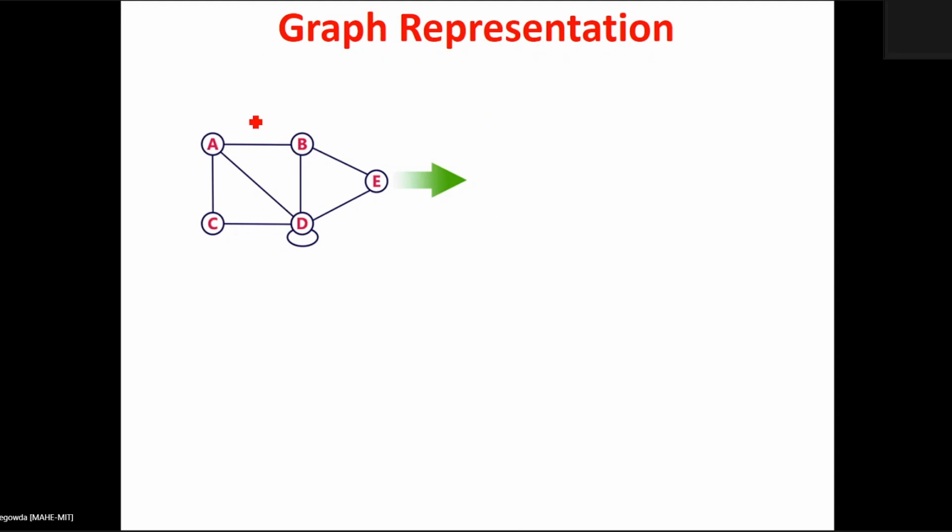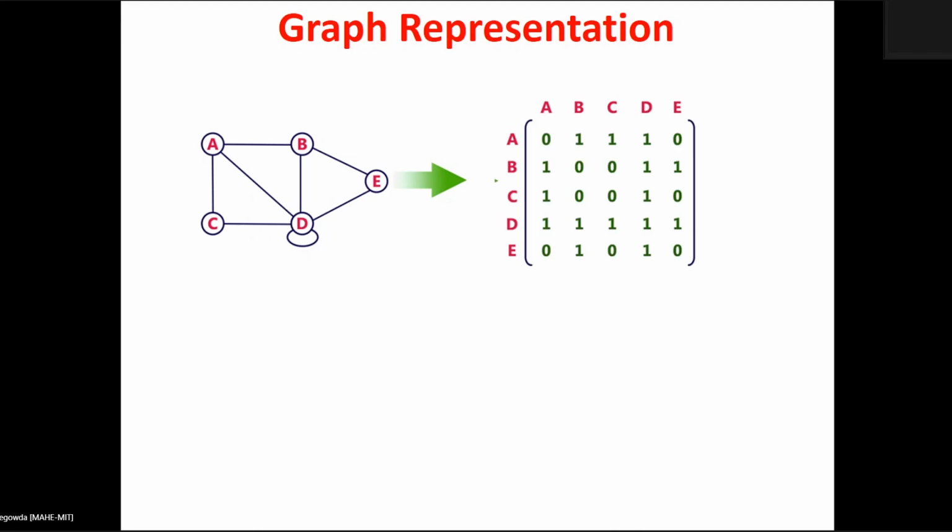So this particular graph has 5 vertices A, B, C, D and E. The equivalent adjacency matrix can be written here. As I told, it is a matrix, the dimension of which is V cross V, where V is the number of vertices. The number of vertices here in this case is 5, so this is a 5 cross 5 matrix. Here the rows and columns are labeled using the vertices A, B, C, D, E.